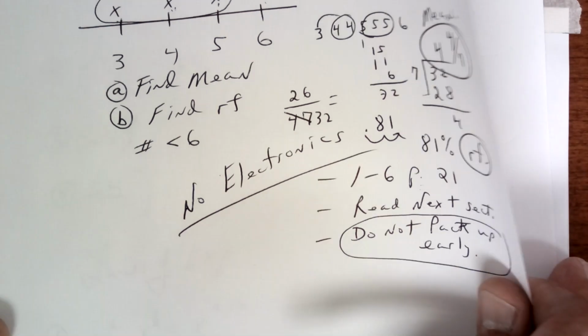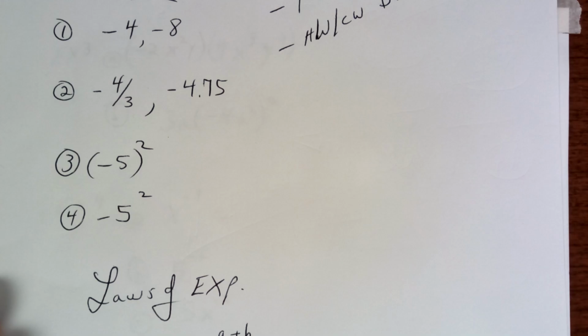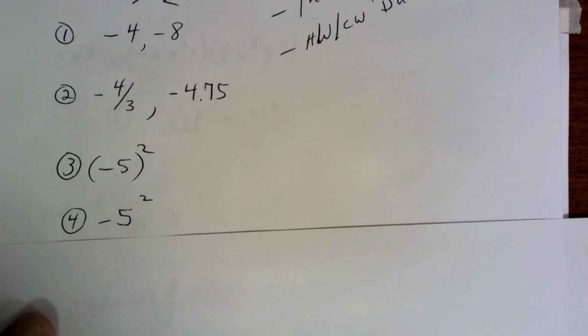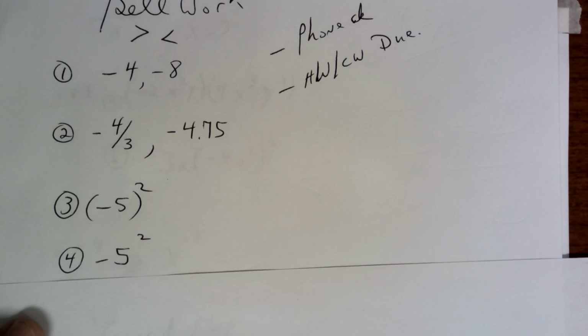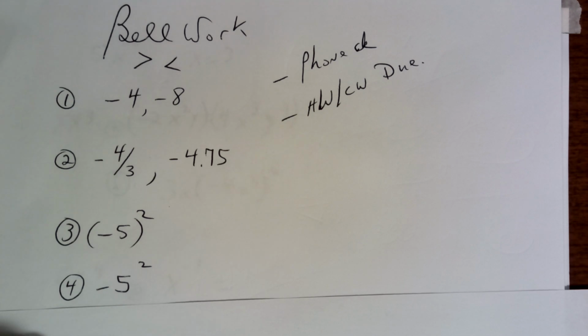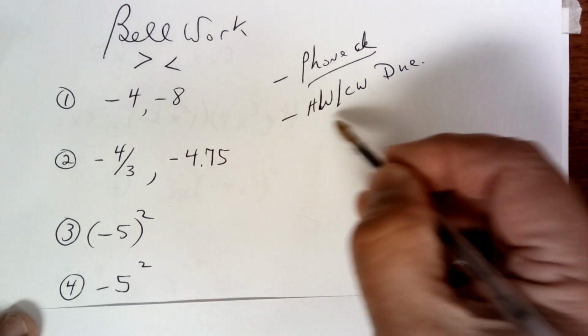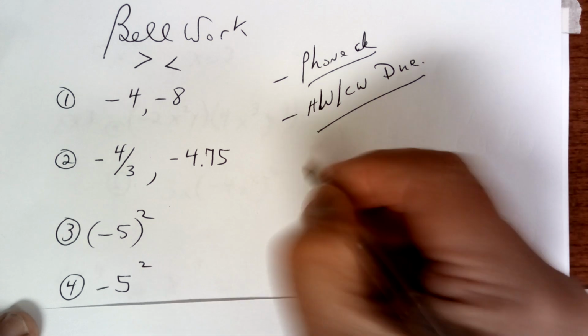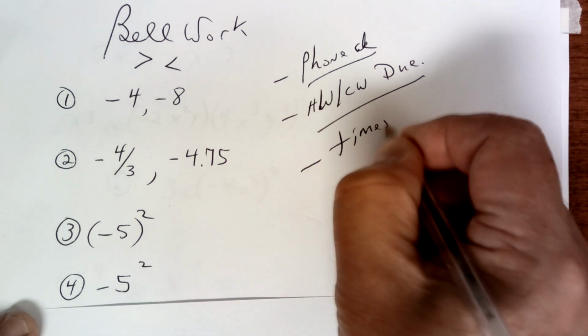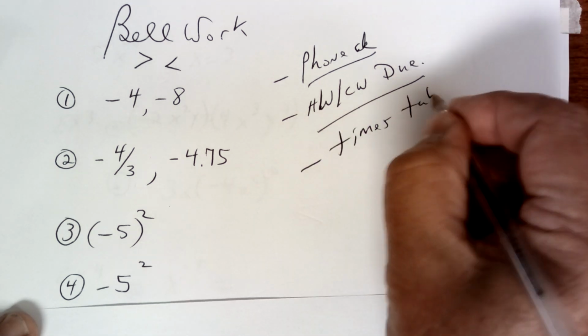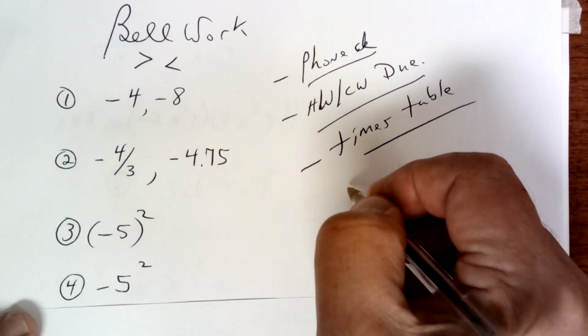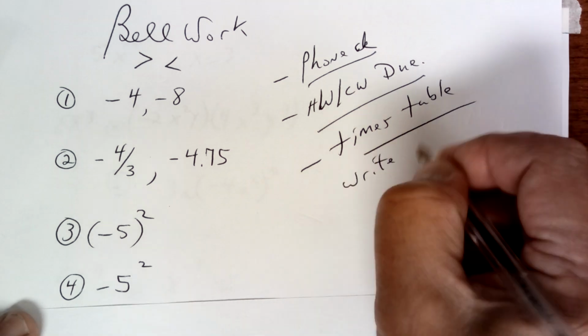All right, let's turn our attention now to college algebra. Okay, so for college algebra, we have a phone check. Make sure your phone's on the wall with the screen facing out. Homework and classwork is due. And I want you to start practicing your times tables at home. Write them one time and do a little quiz online.